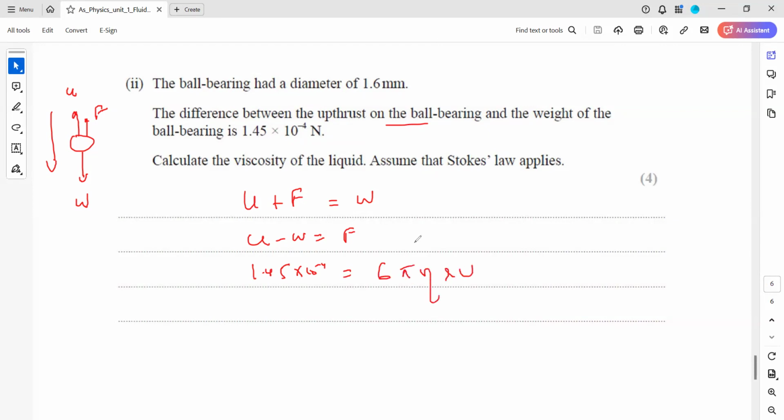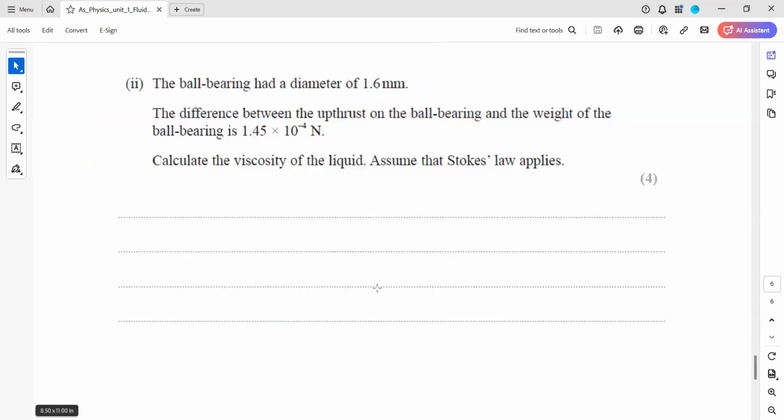R is the radius, and the diameter is given, so the radius will be half of the diameter, meaning 0.8 millimeter. But this is in millimeter, so we have to convert into meter: divide by 1000, or 0.8 into 10 power minus 3 meter. So we have the radius. Pi is constant, 6 is there. What about the terminal velocity? Because it's related to the first part, you will work it out from the displacement graph.